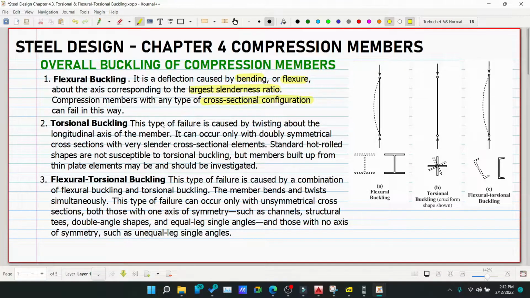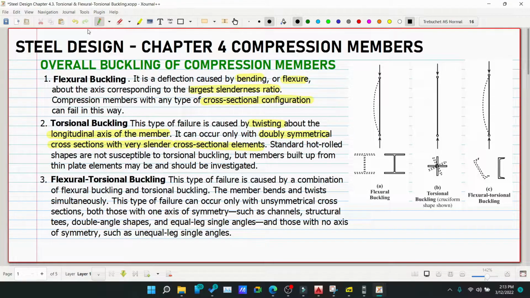The number 2 is the torsional buckling. This type of failure is caused by twisting about the longitudinal axis of the member. It can occur only with doubly symmetrical cross sections with very slender cross-sectional elements. Standard hot rolled shapes are not susceptible to torsional buckling. Ibig sabihin yung mga wide flange, HSS, yung mga standard hot rolled shape, are not susceptible to torsional buckling. But members built up from thin plate elements may be and should be investigated. Yung mga built up member.